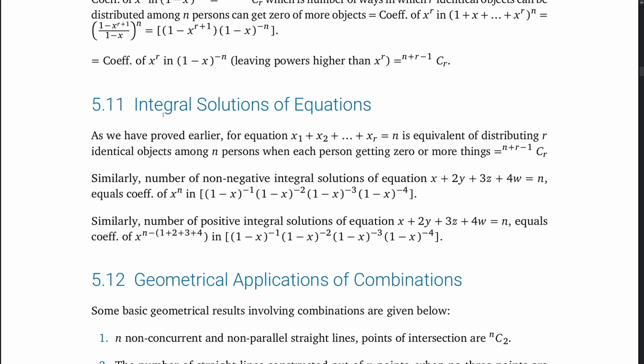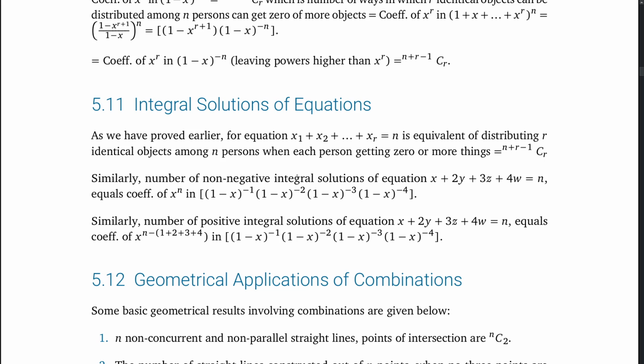Now we have something called integral solutions of equations. Suppose we have x1 + x2 + through + xr = n. Now we want to distribute r identical objects among n persons where each person gets 0 or more things. That is equal to (n + r - 1)Cr.